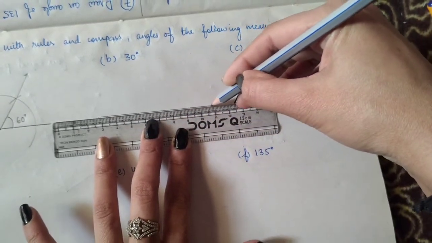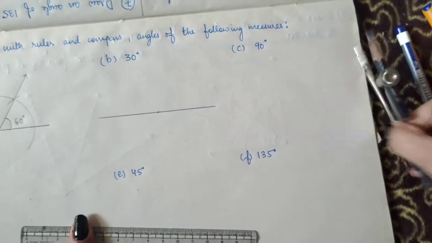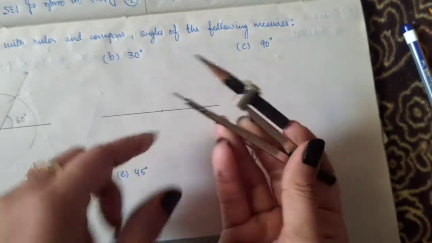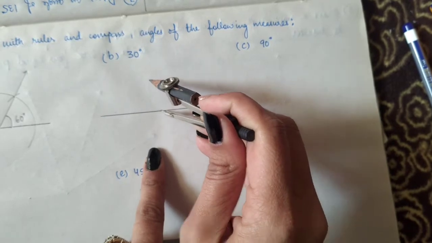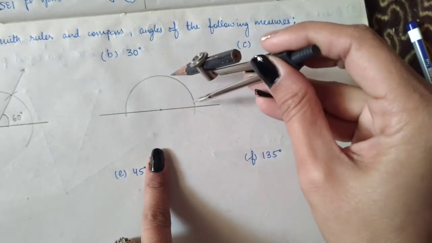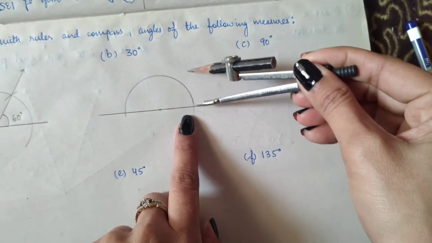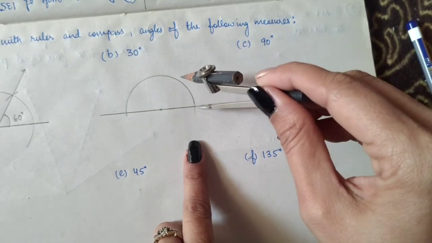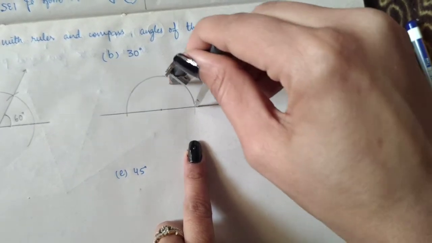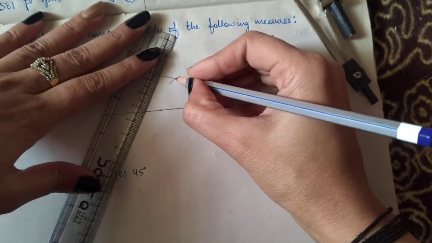So for that, first I'll have a line like this and the vertex, and now I'll open my compass through any radius I want, and then I'll draw a semicircle like this. That's my favorite part. Now without disturbing it and keeping your pointer at the intersection of this arc and the line, draw an arc like this. So I got 60 degrees now.